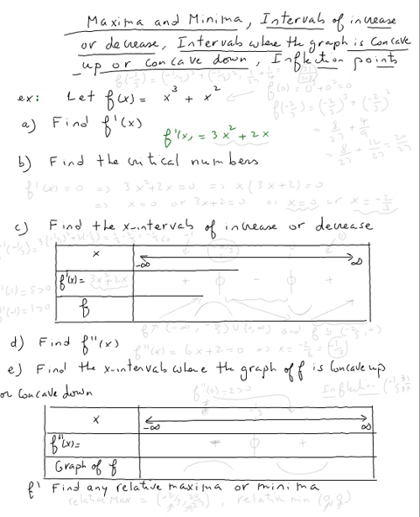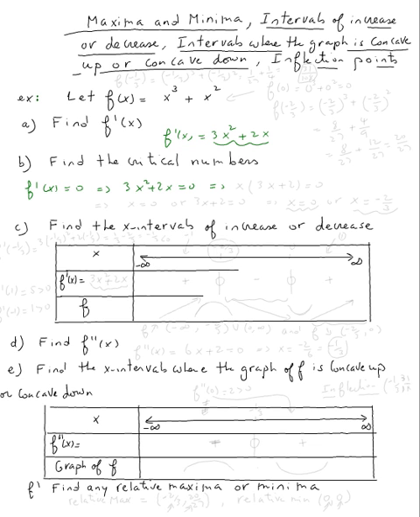How do we find critical numbers? We set the derivative equal to 0, and then we solve for x. That's how you find critical numbers. So what does it mean when the derivative is equal to 0? It means 3x squared plus 2x, that's the derivative we just found. So you set it equal to 0 and you solve.